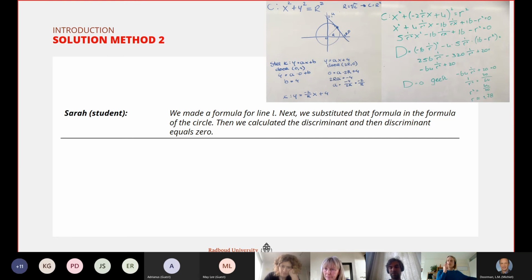Okay, let me say two things about this solution method. There's a calculation error in there somewhere, and she was aware of this, so she said that as well. And the technique of using the discriminant and seeing when it equals 0 is a technique that is used a lot in these textbooks that these teachers use.